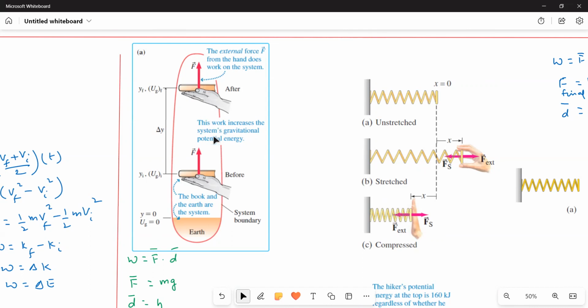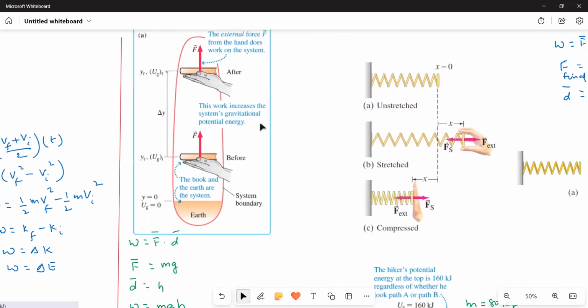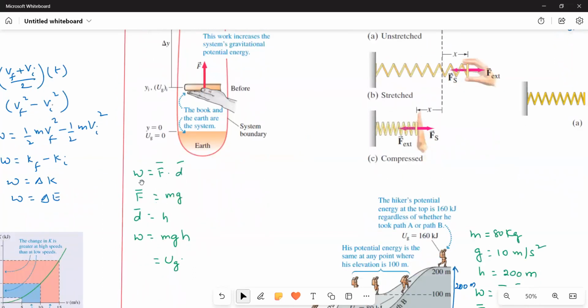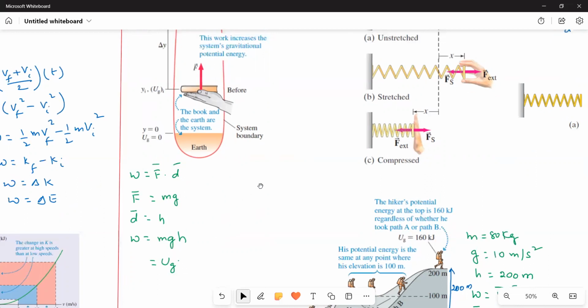And moreover here, what is happening? The work is done against the gravity. So the energy is stored in the form of potential energy, because of the configuration. Here the state of the object has been changed from the ground to a certain height. Now let us see how it will be. W is equal to F dot d. Here the force is nothing but its own weight mg, and the displacement is a height. Therefore, W is equal to mgh. mgh is the U G, or we call it the gravitational potential energy.